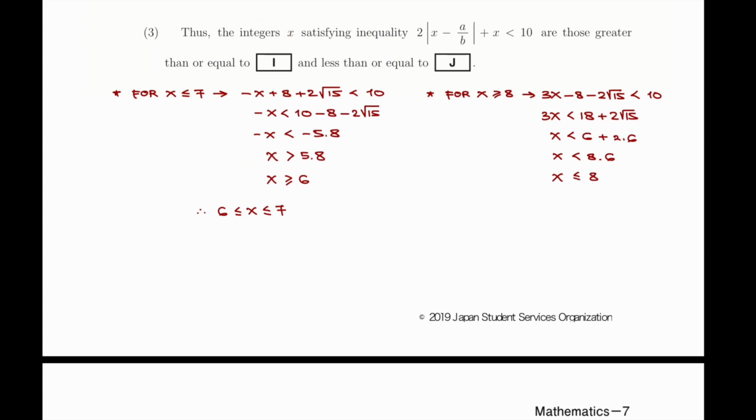8 is the largest integer which is less than 8.6. So x is less than or equals to 8. Then what is the solution for the second case? We have x greater than or equals to 8 and x less than or equals to 8. Then the solution for the second case, for x an integer, is x equals to 8. The intersection is only x equals to 8.